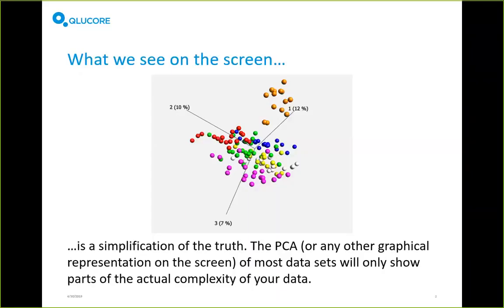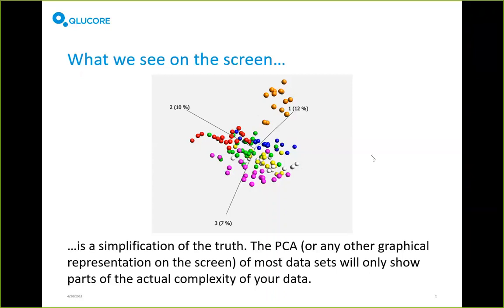So, first of all, when we look at data, in Omics Explorer or in any other form of graphical representation, it's usually the fact that what we see is a simplification of the actual world, because the actual world is a lot messier than what we see in the graph. And what I mean with this is that what we see on the screen is a simplification. The PCA plot, for example, or any other graphical representation on a screen of most data sets is only showing you parts of the actual complexity of your data.